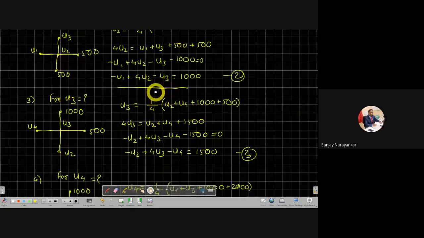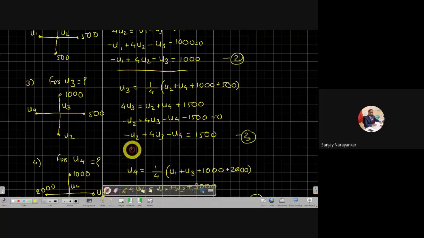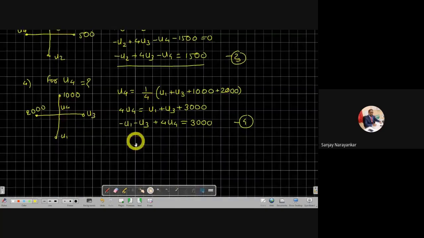Any doubt, students, to get the 4 equations? Yes, students? Any question? I'll collect all these 4 equations. I'll try to write for U1, U2, U3, U4. Okay, these are the 4 equations. So let us write.